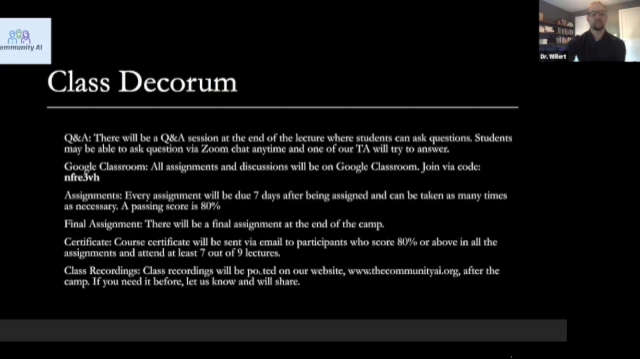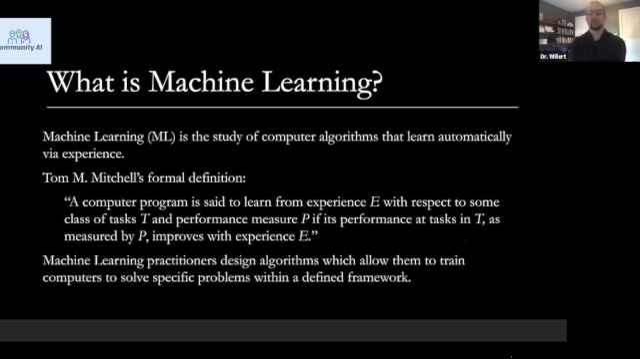So, now that we've gotten all that out of the way, let's talk about machine learning. In general, machine learning is the study of computer algorithms that learn automatically via experience. That might be a little tough to decipher, but it's a little bit better than Tom Mitchell's formal definition, which can be a little bit more confusing, but we'll break it down.